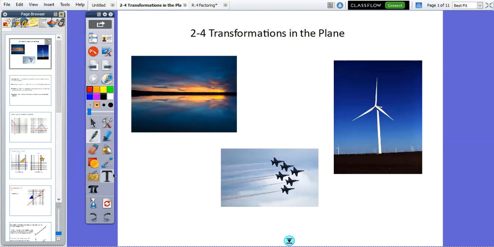Welcome back to some more geometry. Today we are talking about transformations in planes. So there's three transformations that we will speak about. We will talk about rotations, reflections, and translations.